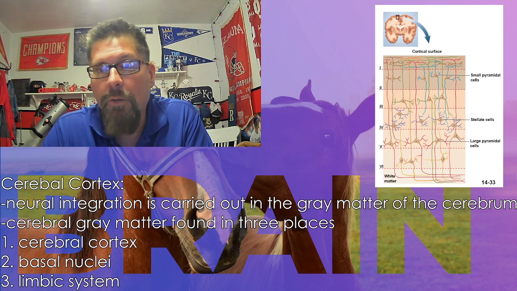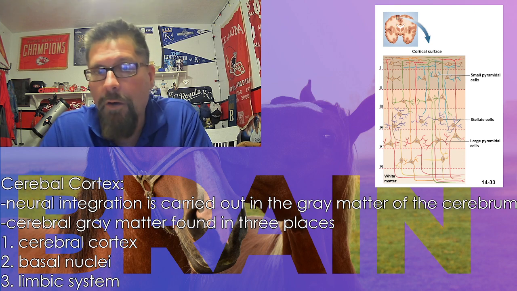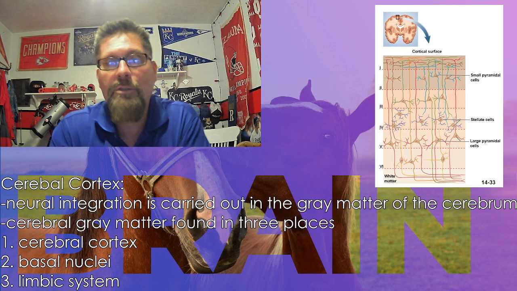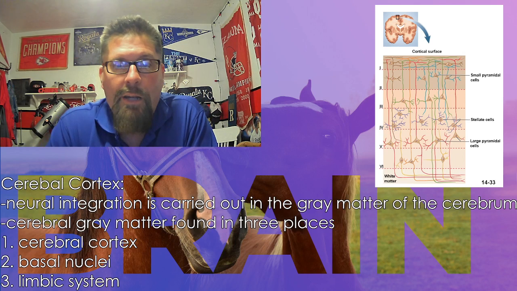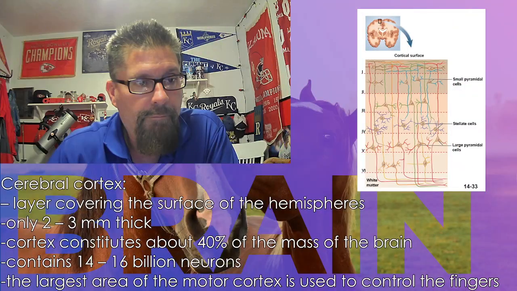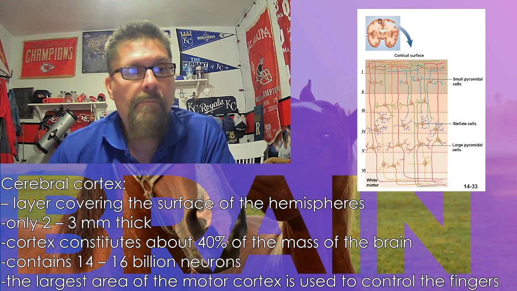But the 3 main sections where this gray matter is the cerebral cortex, as I mentioned. It's all that stuff on the surface, but then the basal nuclei and the limbic system, and the importance of those 2. All right.